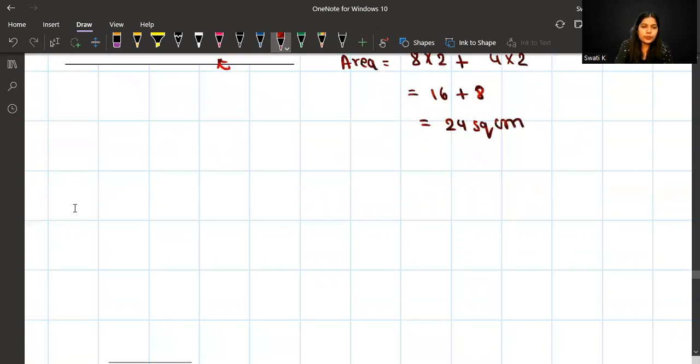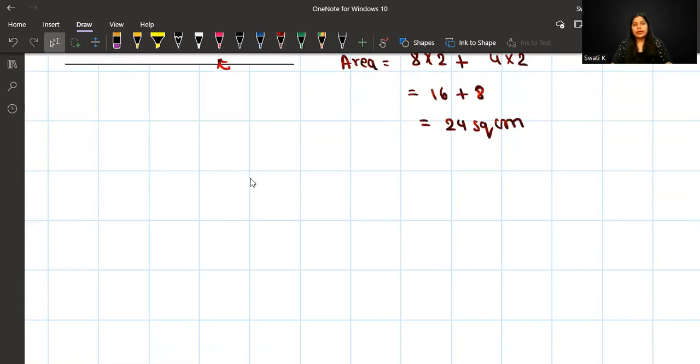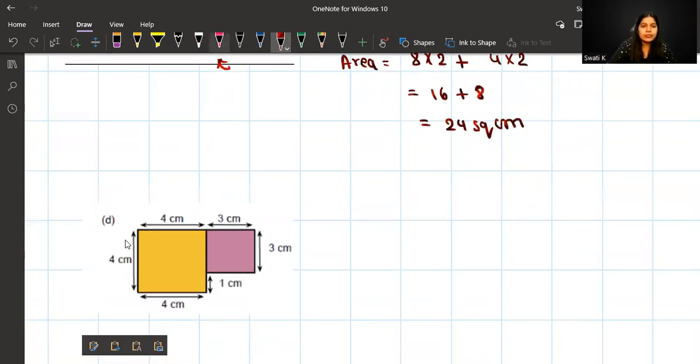So the next question is again very colorful, but the shape is a little different. And this is the shape. Okay, so we have to find out the perimeter first. So let's find out perimeter. Very simple. I can see it's a square, so I can use the formula as well. So perimeter is going to be 4 into side, that is 4 times 4, right?